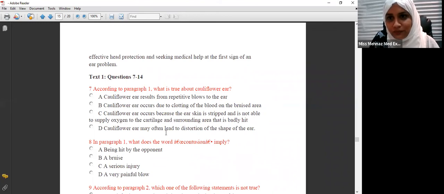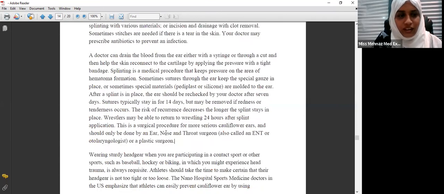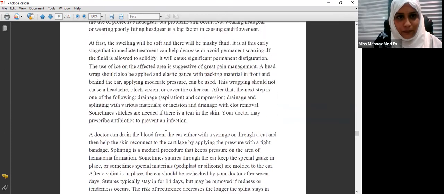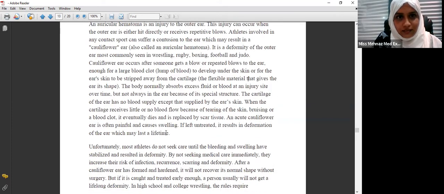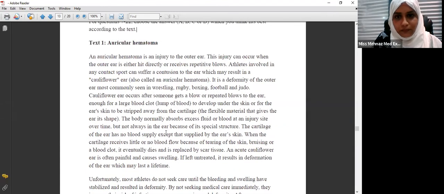Which one is true? Any suggestions? Or you didn't see the options and you want to look into the text again? You can look into it and let me know one more time. Okay, I see someone is answering. Okay, B. Good. Anyone else?